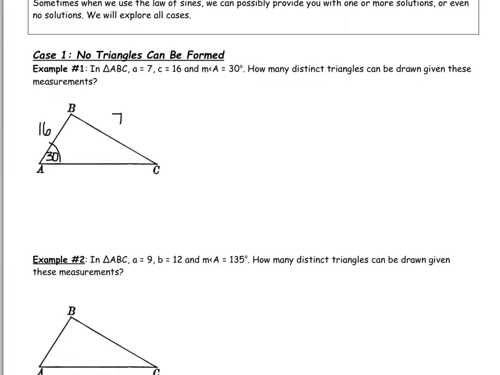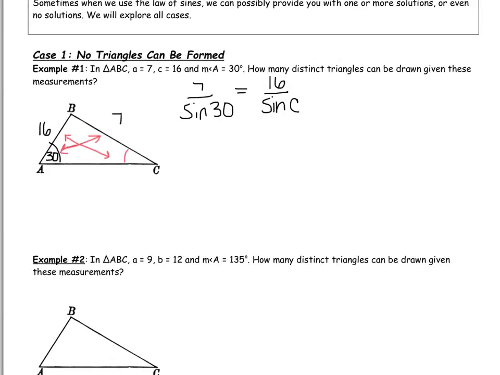Well, we're going to use law of sines. Why? Because I have a crisscross. I have two angles and two sides. This situation has set me up to solve for angle C. So let's go ahead and use law of sines. Remember, law of sines is side over sine of the angle. So 7 over sine of 30 equals 16 over sine of C.